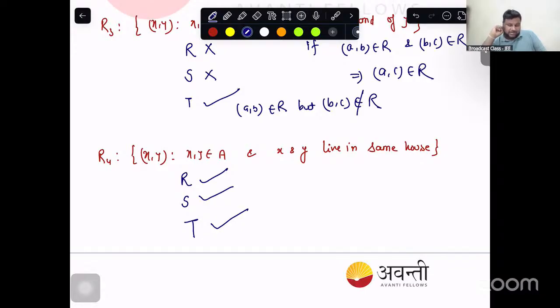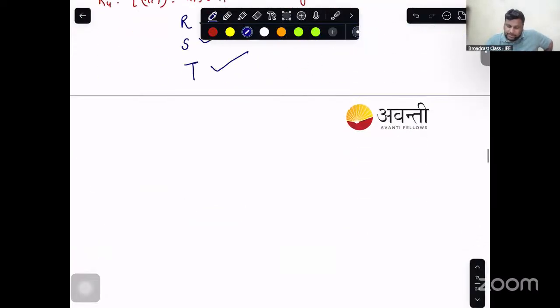Am I clear? Fine. So these are the examples you will see in NCERT also. Now, let me give you another example from the NCERT itself. And that is a very good relation.